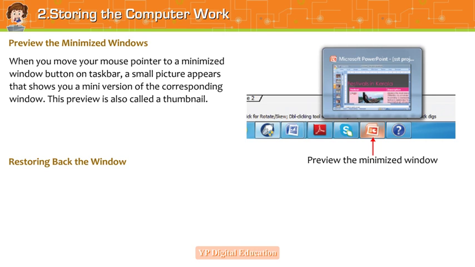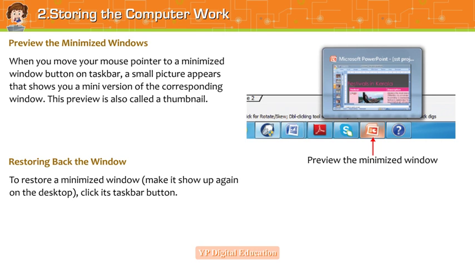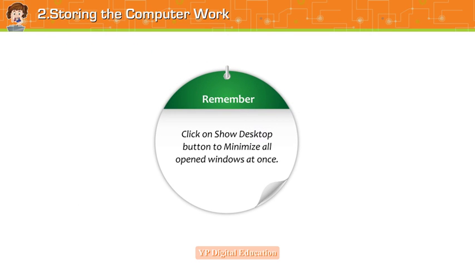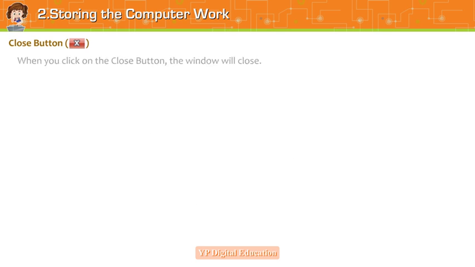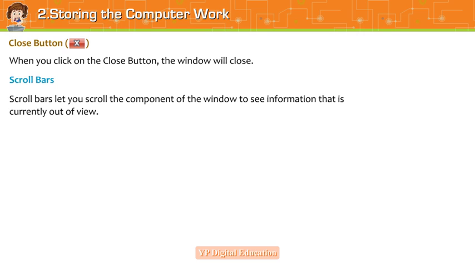Restoring back the window. To restore a minimized window, make it show up again on the desktop. Click its taskbar button. Remember, click on Show Desktop button to minimize all opened windows at once. Close button. When you click on the Close button, the window will close. Scroll bars. Scroll bars let you scroll the components of the window to see information that is currently out of view.